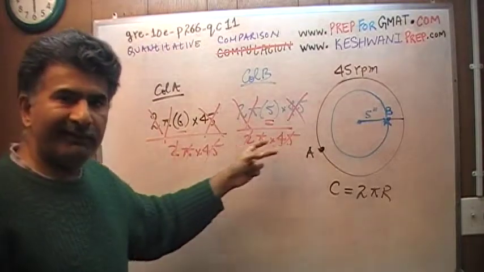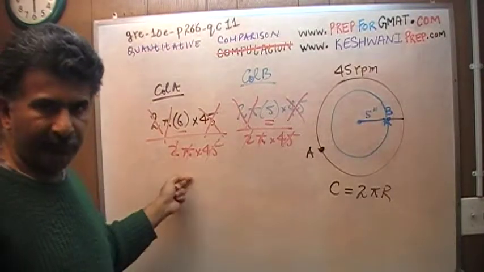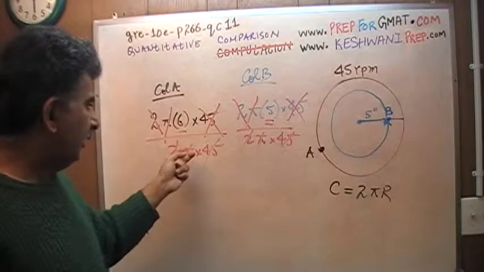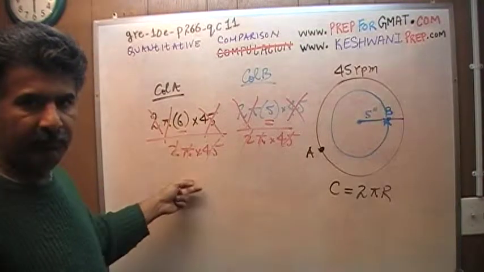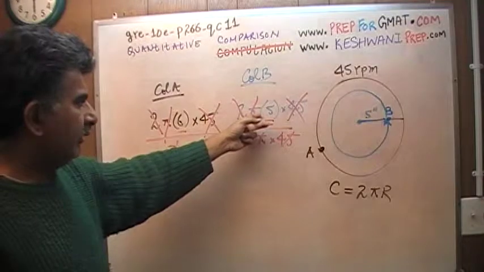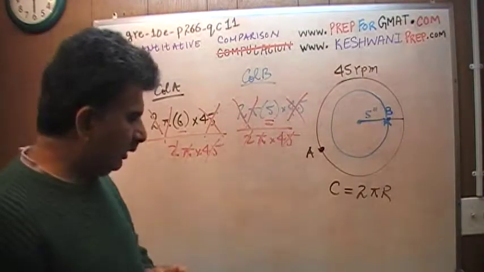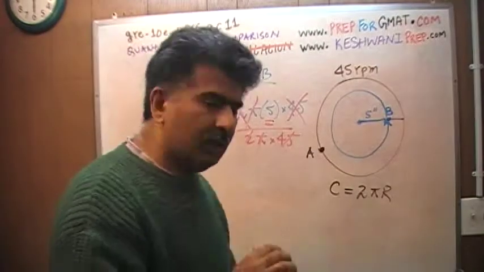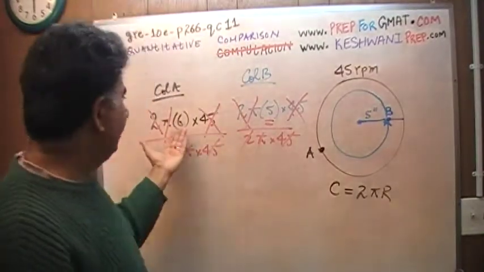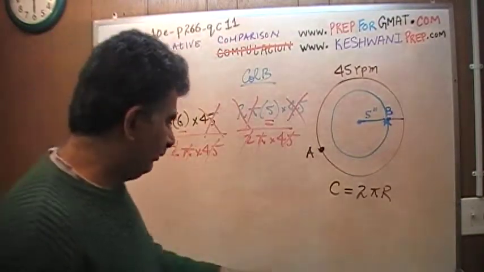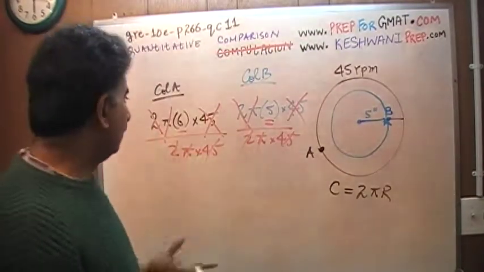I can do that as long as I do the same thing to both columns. As long as it's a positive number, I can divide this column by some positive quantity, and I can divide this column by the same quantity, and it's not going to change the direction of the inequality. So as you can see, 6 is bigger than 5, obviously, that's all. I'm probably making too much fuss about nothing at all. The answer is B.